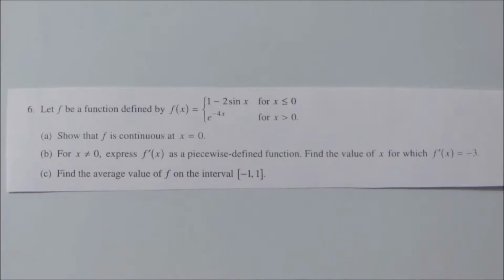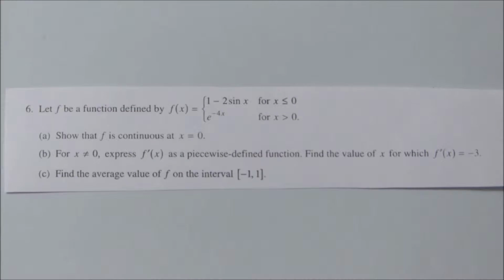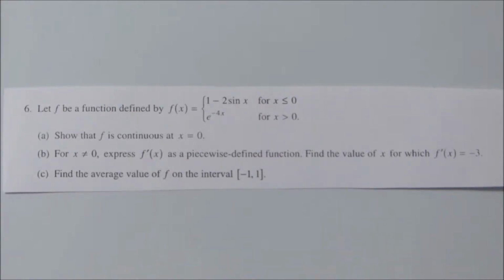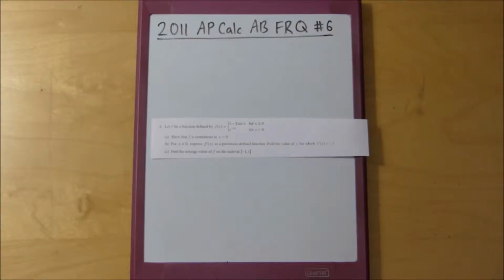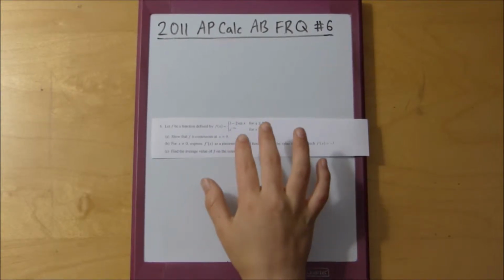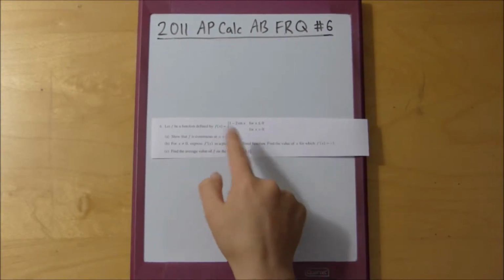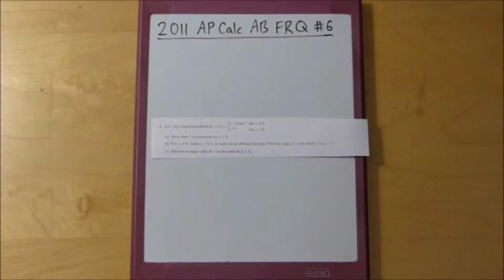Alright, so today we're doing 2001 AP Calc free response number 6, and if you want to pause the screen and work out the problem, you can then watch me solve the problem. So, we have these two functions inside this one piecewise function, and the first problem asks us to show that this function is continuous at x equals 0.